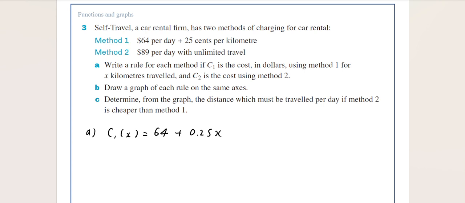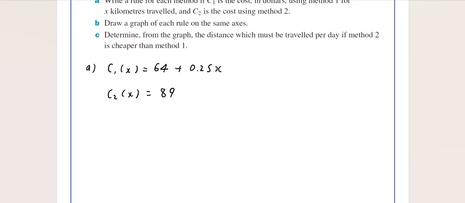Now, method number 2, it's just going to be a flat rate of $89. So it's not going to depend on X. It's not going to depend on the distance traveled. So it's just going to be 89 for my cost. So this is going to be my answer for A. Now what I'm asked to do next is just to sketch those two methods out on a set of axes.